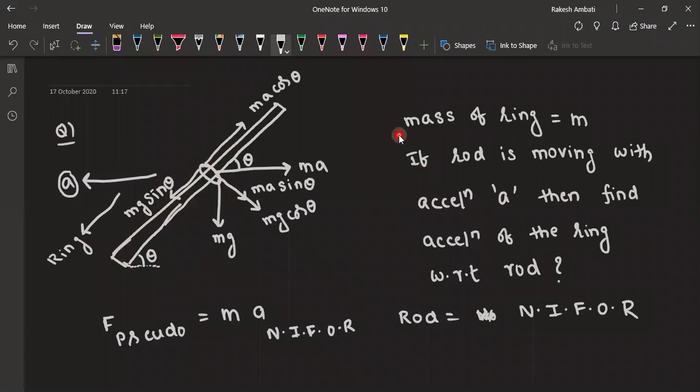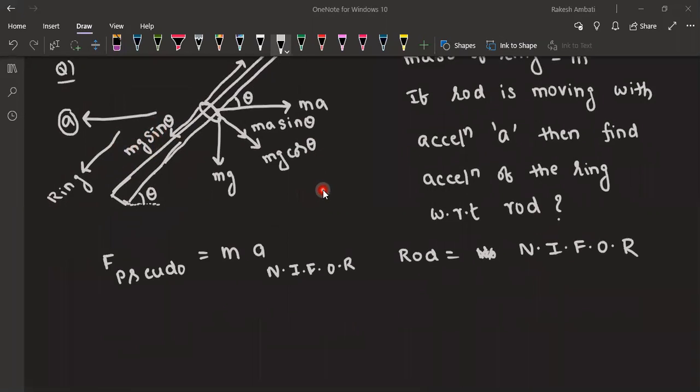Now please answer: if the ring is moving downwards, along that direction how many forces are present? Two forces: one is mg sin theta and the other is MA cos theta. So the resultant force is mg sin theta minus MA cos theta.